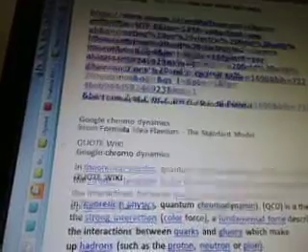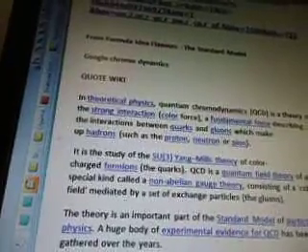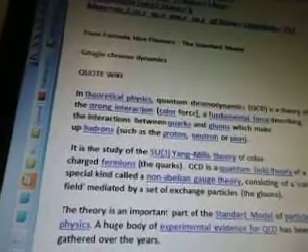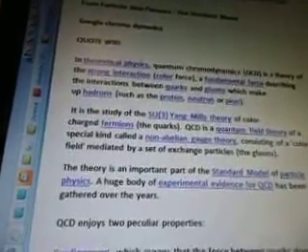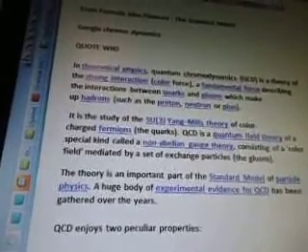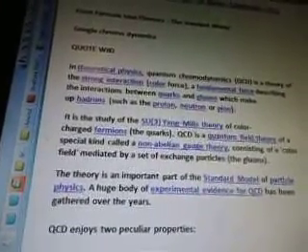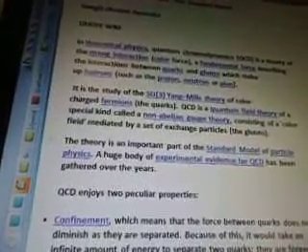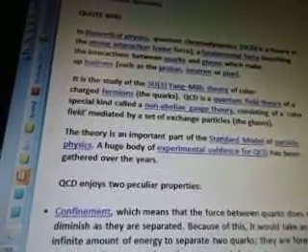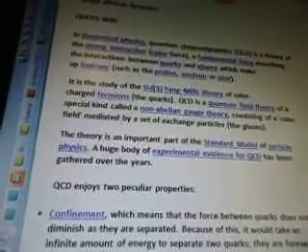So I'm going to Google chromodynamics. The quote from Wiki is: in theoretical physics, quantum chromodynamics, QCD, is a theory of the strong interaction, the color force, a fundamental force describing the interactions between quarks and gluons, which make up hadrons, such as the proton, neutron, or pion. It is the study of the SU(3) Yang-Mills theory of color-charged fermions, the quarks. QCD is a quantum field theory of a special kind called a non-abelian gauge theory, consisting of a color field mediated by a set of exchange particles, the gluons. The theory is an important part of the standard model of particle physics.